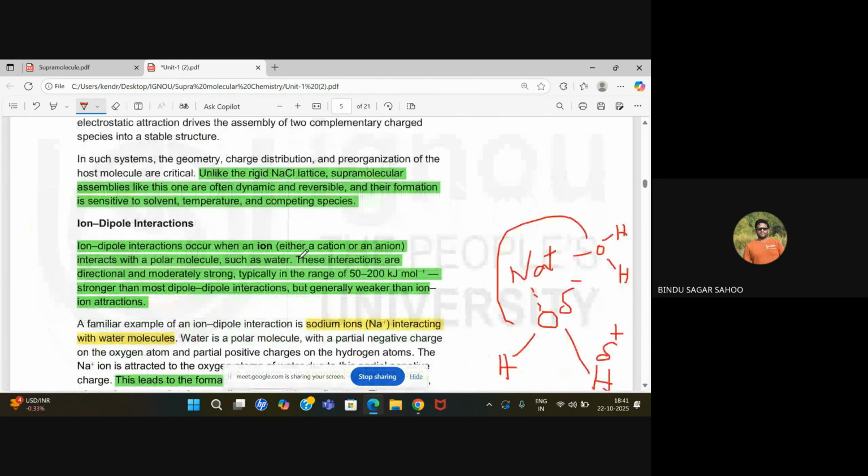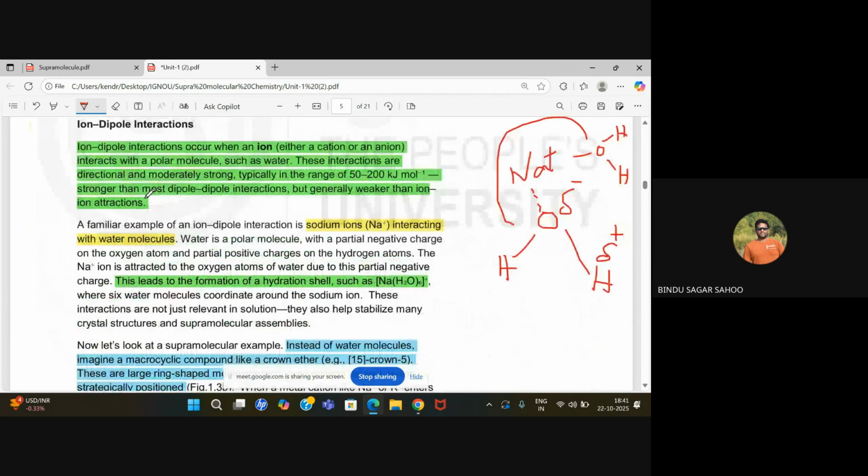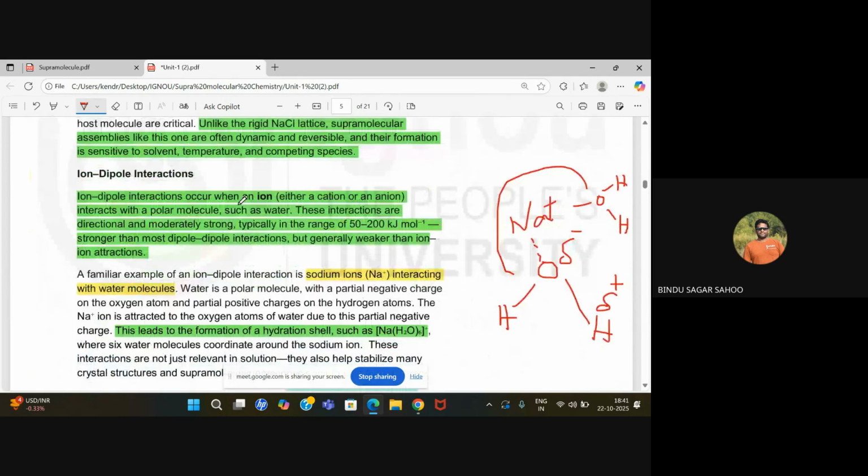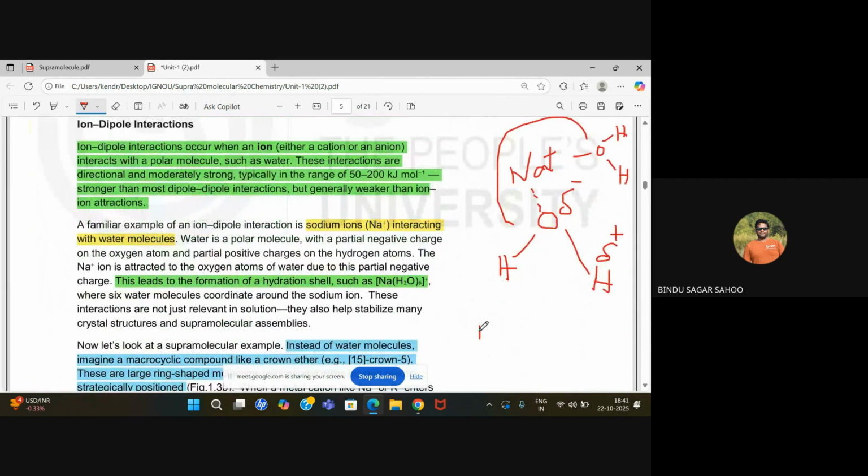Okay. Then I already told you about the ion dipole interactions also. In ion dipole interactions, just like here, there will be a sodium plus ion. It will behave just like an ion, and the other part will be a dipole. So the dipole's negative end will make an interaction with the sodium atom. Here the dipole is the solvent, the water molecule. So this is a dipole and this is an ion. These types of interactions are called ion dipole interactions.